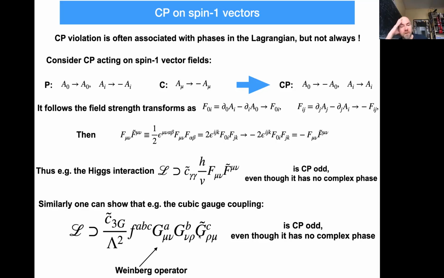So for spin-1 fields, the CP oddness is not associated, in the usual language that we use, with phases in the Lagrangian, but is associated with the appearance of these twiddles. So every twiddle on a field strength will mean that this transforms into something that is minus itself under the CP symmetry.